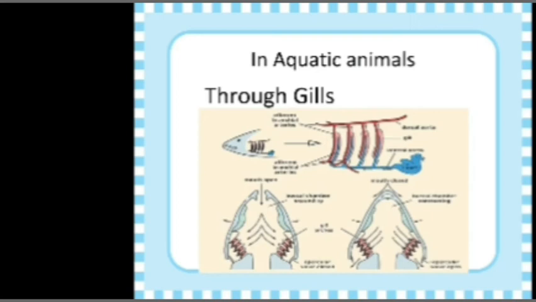Fish breathes in oxygen dissolved in water. It takes a mixture of oxygen and water from the mouth and releases it out through the gills. In this process, the gills, which contain a large amount of capillaries or blood vessels, absorb the oxygen and exchange of gases takes place.